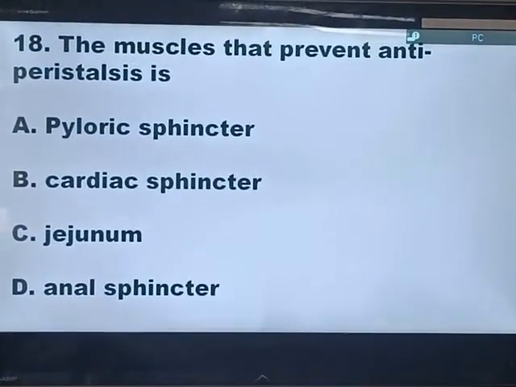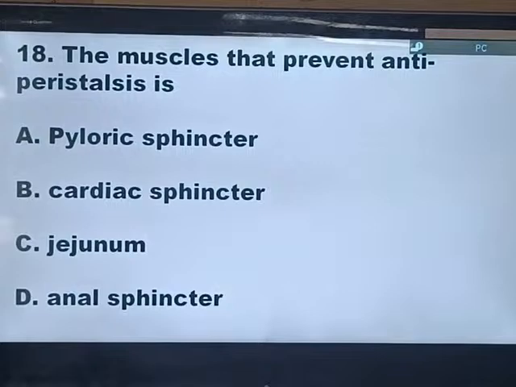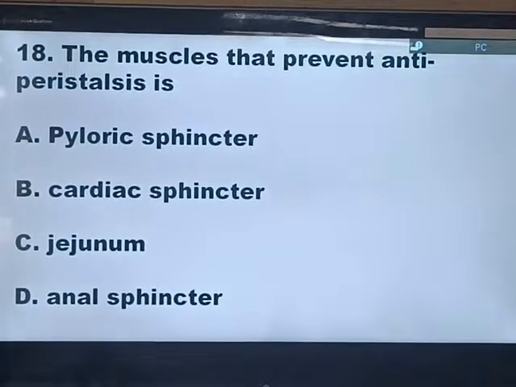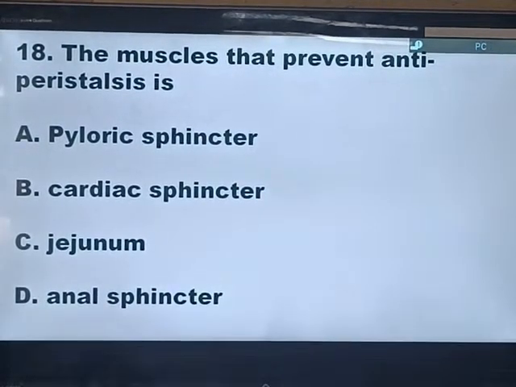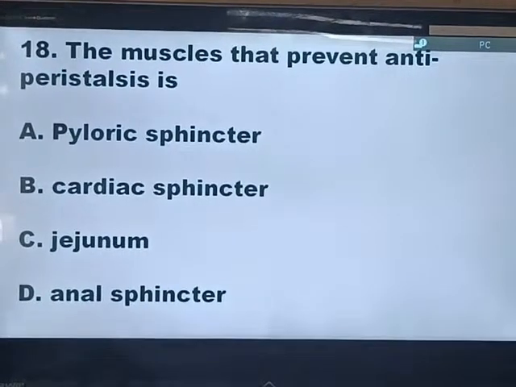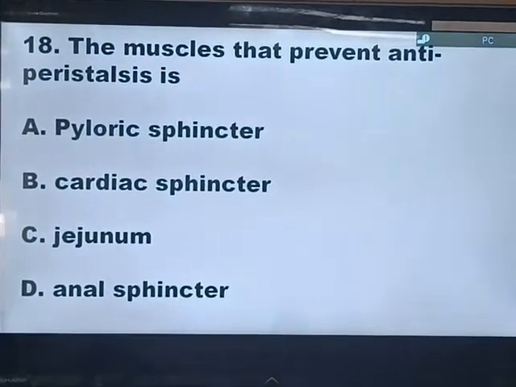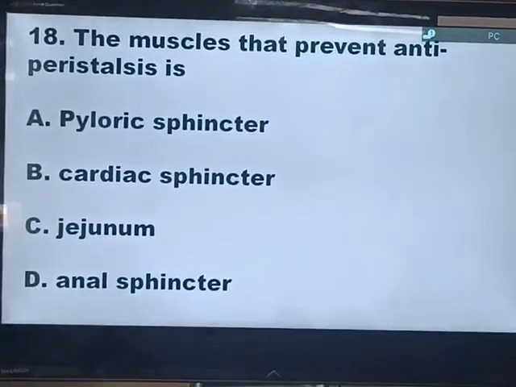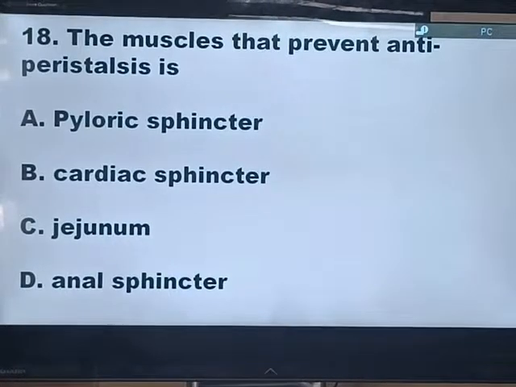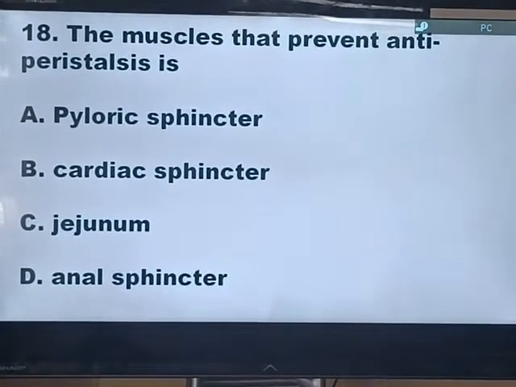Now, cardiac sphincter is that particular valve-like structure that prevents the movement of the substances in the stomach into the esophagus. So the junction between the esophagus and the stomach is guarded by the cardiac sphincter. So that's the correct answer. But if you look at option A, pyloric sphincter, that is the valve that actually controls the entrance between the stomach and the duodenum, which is the first part of the small intestine. So the correct answer here is option B, cardiac sphincter.